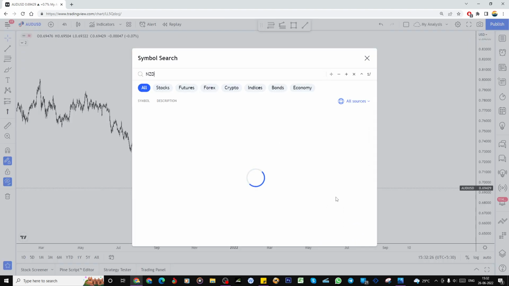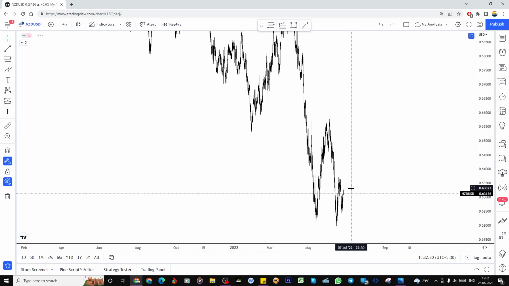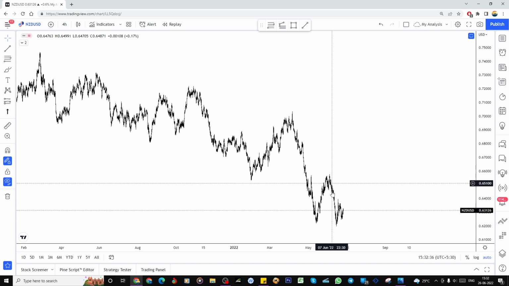So next, New Zealand dollar, same structure, and it has already broken the previous low, and Australian dollar has not yet broken. So we are expecting only consolidations here. So how long will it take?